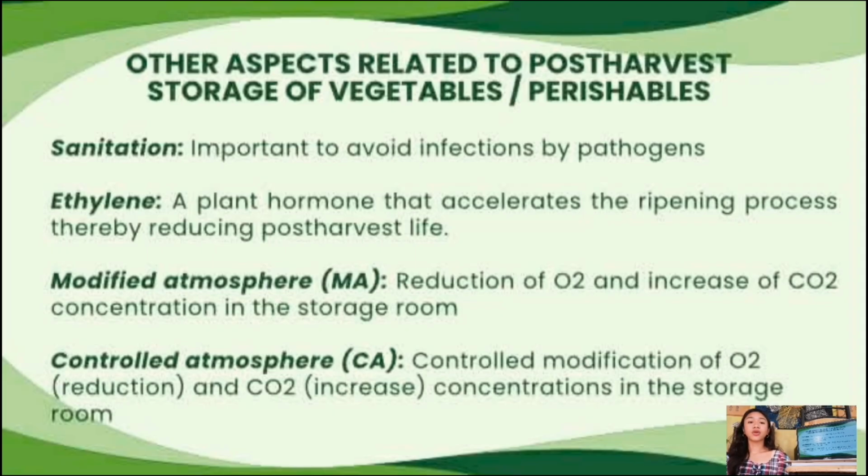Modified atmosphere or MA. Changing the air in storage by lowering oxygen and raising carbon dioxide to slow down spoiling. Controlled atmosphere or CA. Same man ni sila sa MA. But the oxygen and carbon dioxide levels are watched and adjusted carefully all the time.